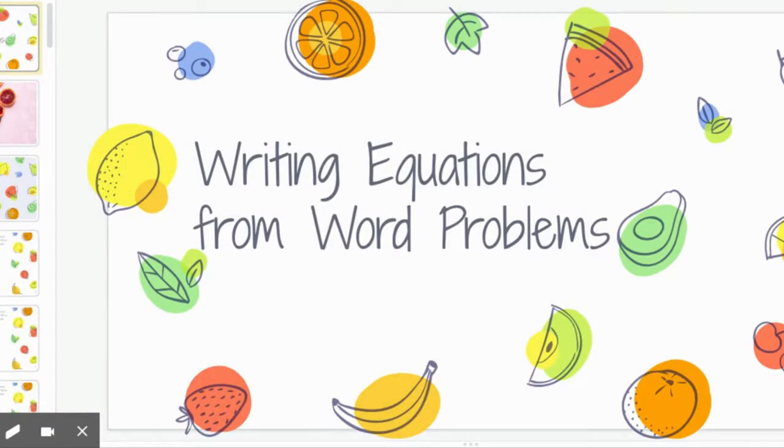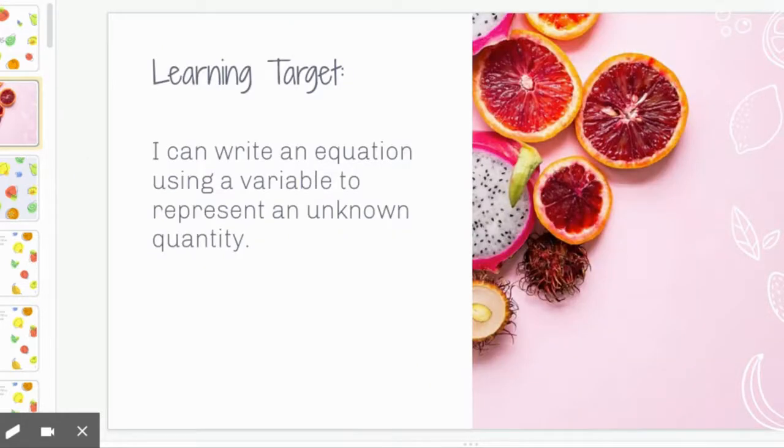This video is going to walk you through the steps of how to write equations from word problems. So our learning target today is, I can write an equation using a variable to represent an unknown quantity. That just means that we're going to write an equation after we read the word problem and use the variable to represent the part that we're looking for, the part that we're trying to solve.